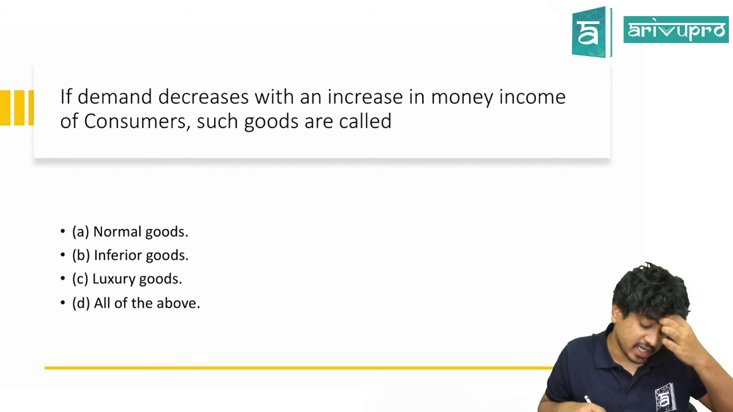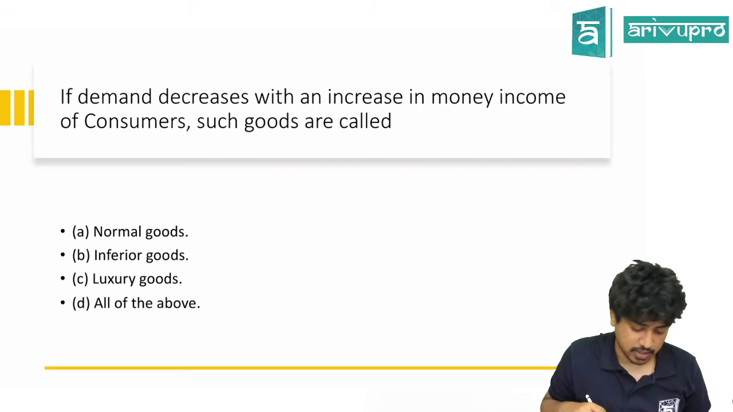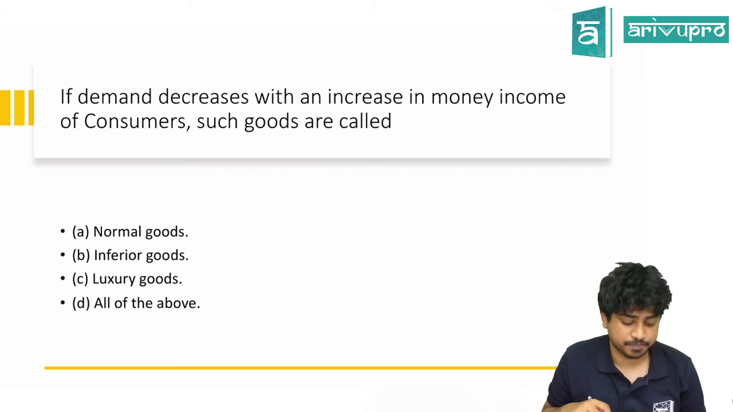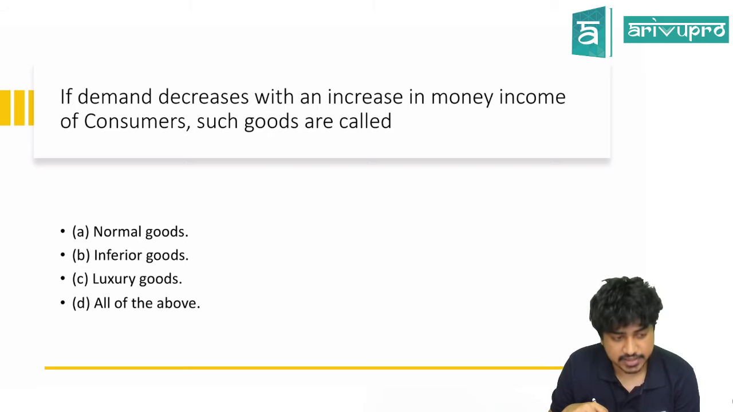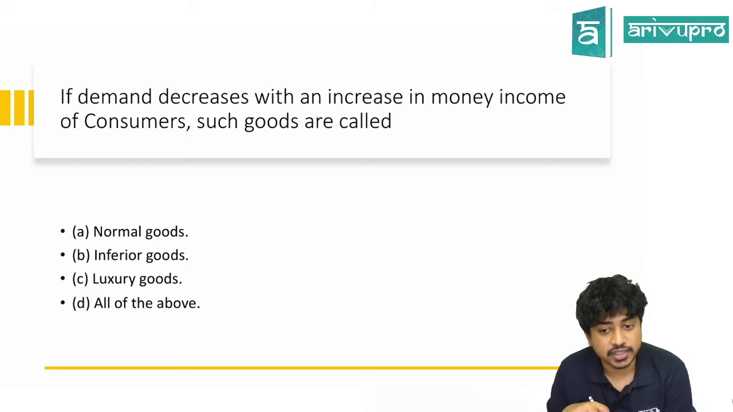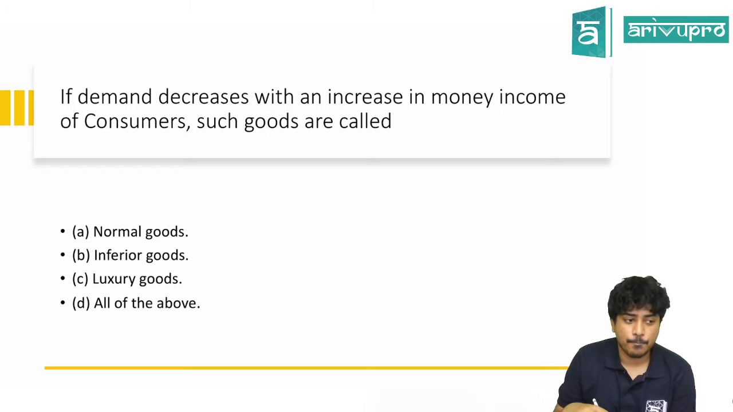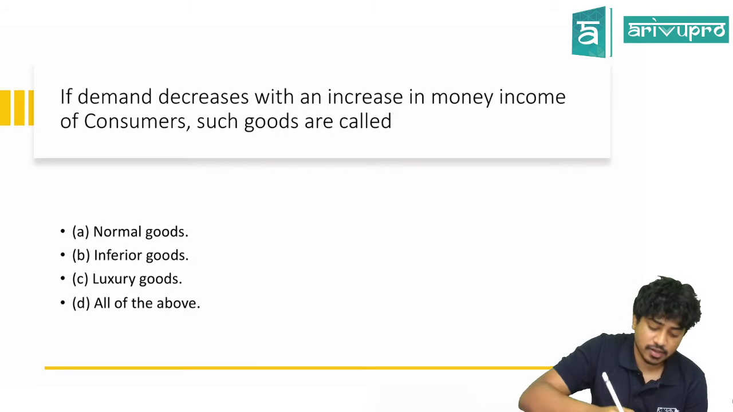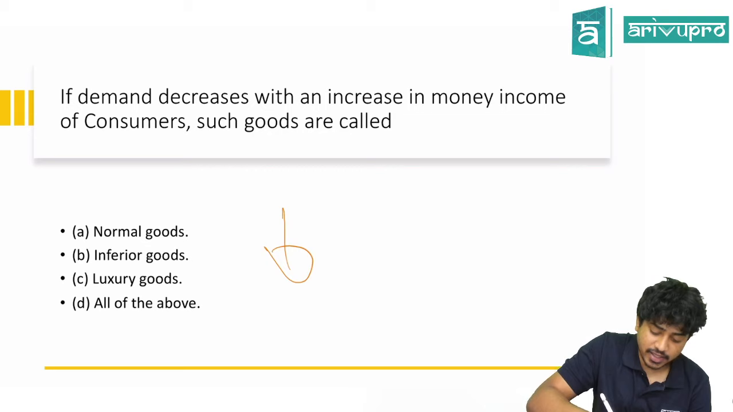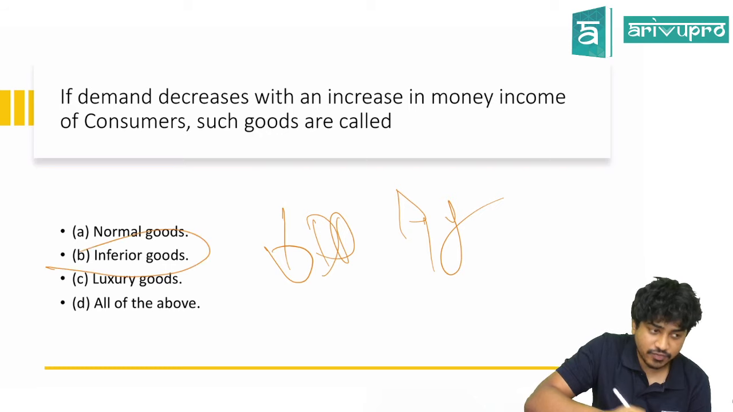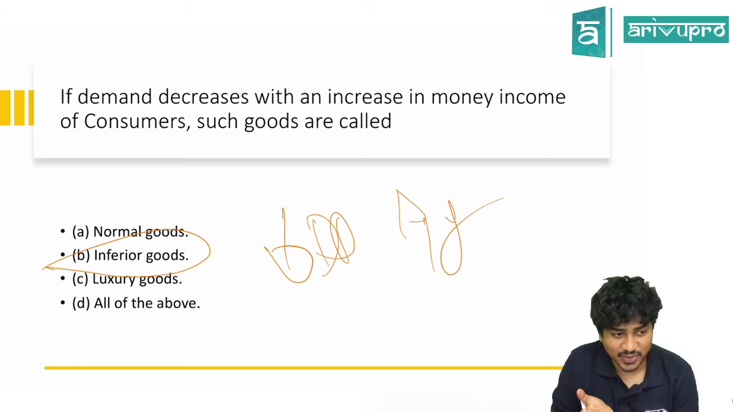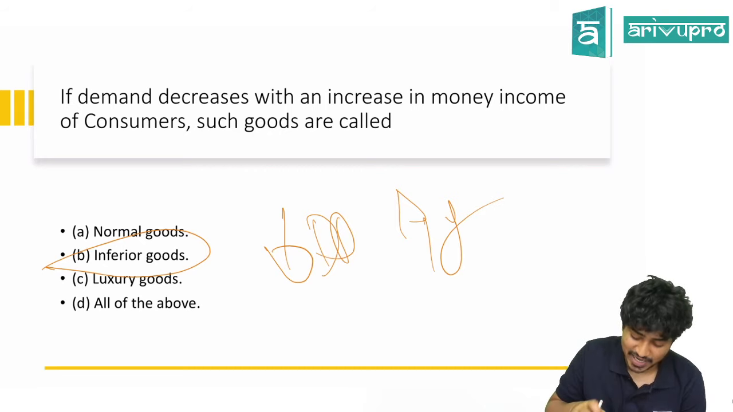If demand decreases with increase in money income of a consumer, such goods are called as... Getting confused? Demand is decreasing with increase in income. When will this happen? Inferior. When I write it down, it's simple for you. But when questions are asked, you're not understanding.